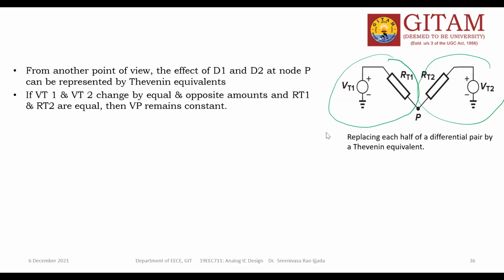So now, this is one side, this is the other side. If VT1 and VT2 change by an equal and opposite amount, and RT1 and RT2 are equal, then VP remains constant. Whenever both sides change the same way, then VP remains constant. Already I told you.